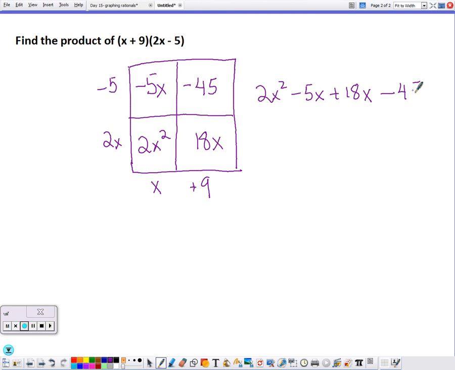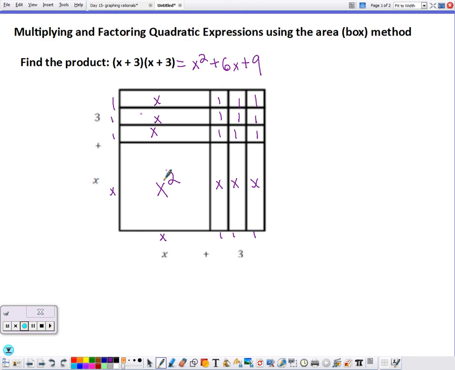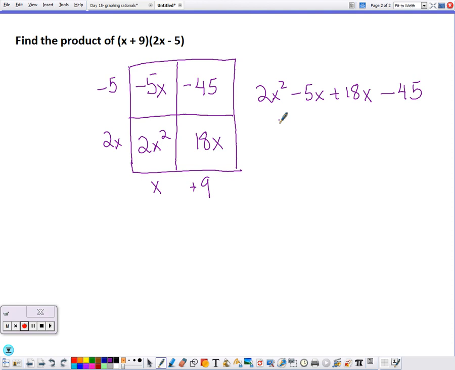And lo and behold, these two are like terms. They're both x's. Now we can't add the x squared because it represents a different amount. It's got a square term. Think about this. We wouldn't add this big square with these little rectangles. They're not the same. So we've got 2x squared plus negative 5 plus 18 is 13x minus 45.